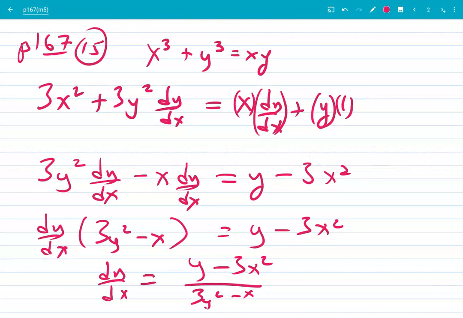Next, let's take a look at 25. All right, 25 says, find the tangent and the normal to the curve at a given point. In 25, we're doing y equals 2 sine of pi x minus y at the point (1, 0). The tangent line is easy.